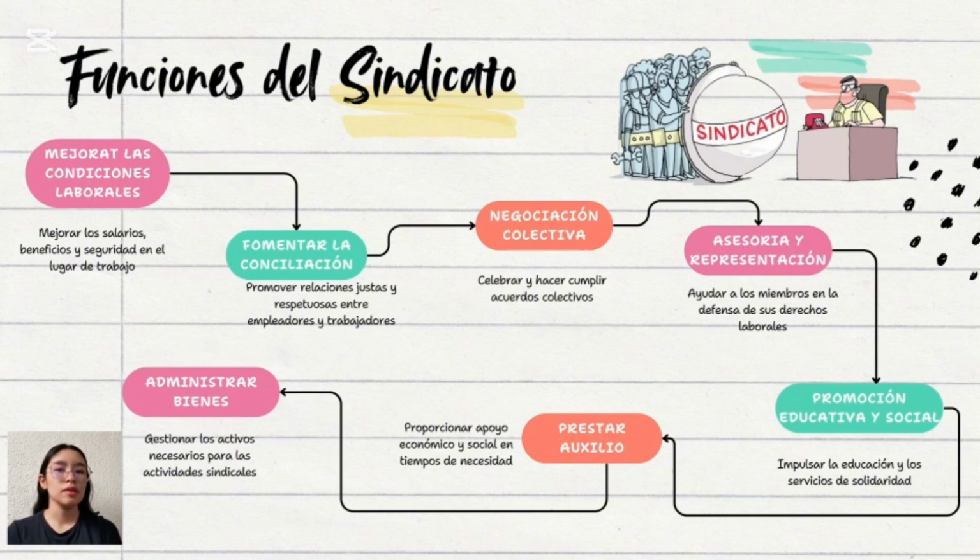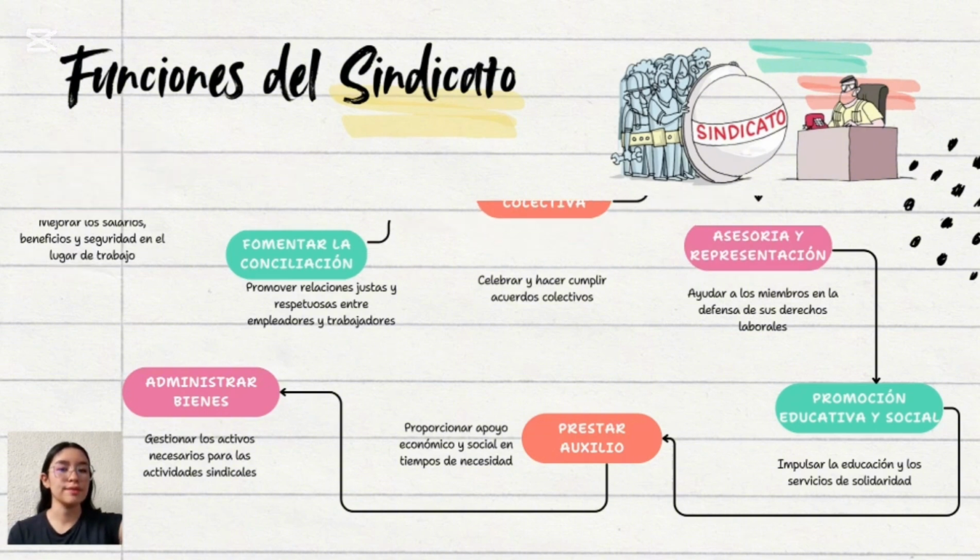If an employer wants to dismiss a union leader, it is not enough to just decide unilaterally. The law requires that the employer first obtain authorization from the labor authority. This prevents arbitrary or unfair decisions that could weaken union organizations.